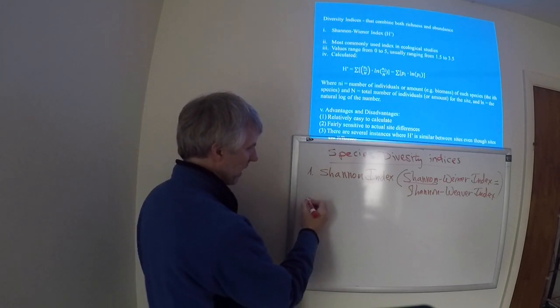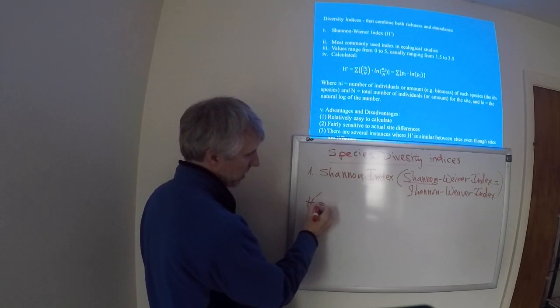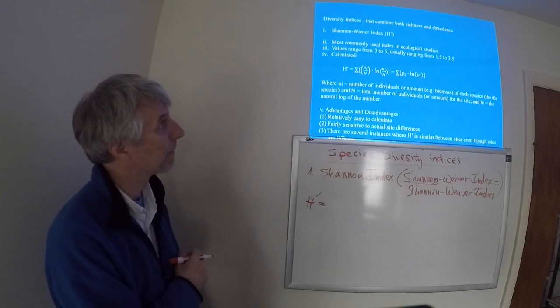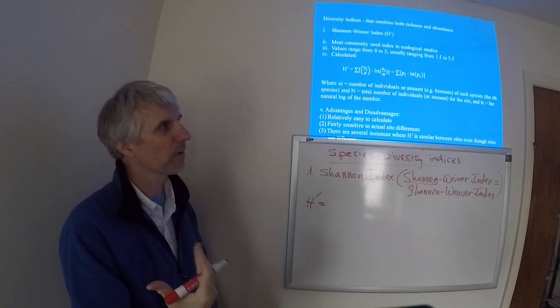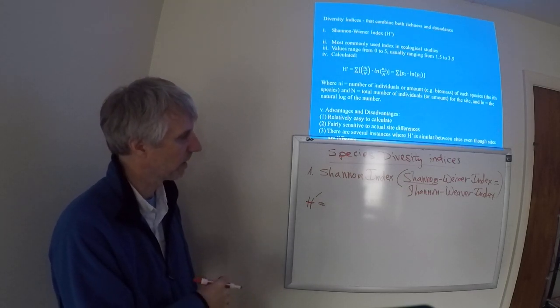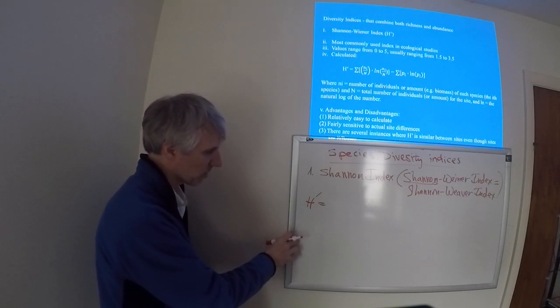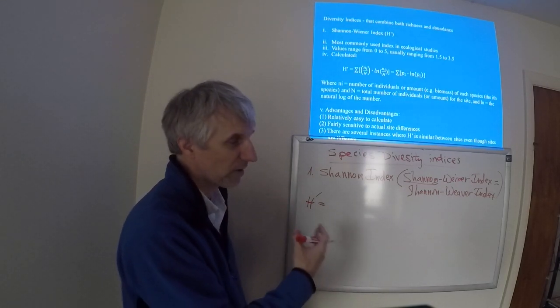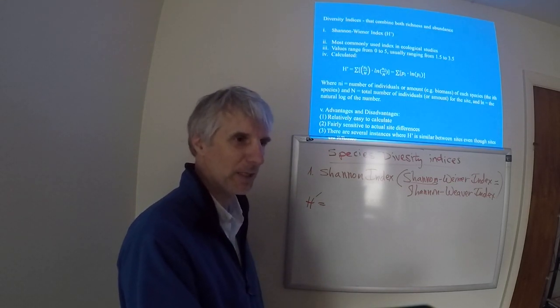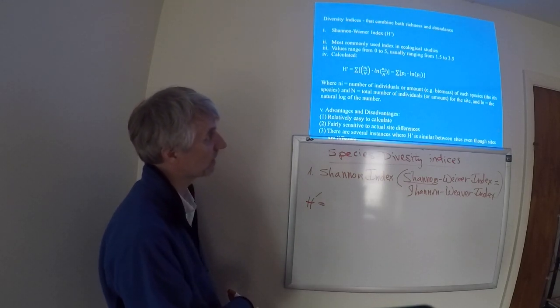All right, so the index itself is abbreviated as H prime. It's probably the most commonly used one. It's pretty robust for a lot of different community types. It's also pretty easy to calculate. In the days before spreadsheets, it was easy to calculate. In the days with spreadsheets, it's pretty easy to calculate.